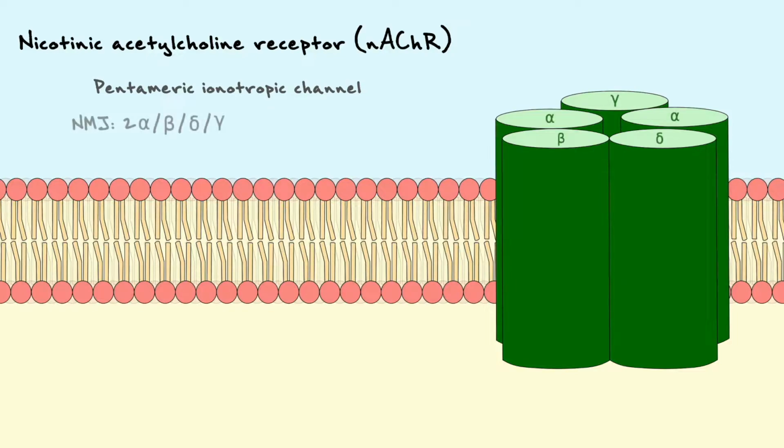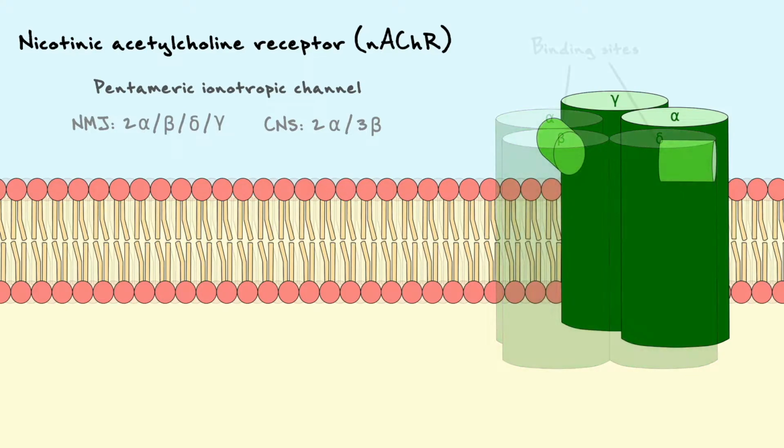At the neuromuscular junction, the distribution of subunits is 2 alpha, 1 beta, 1 delta, and 1 gamma. I mention this distribution because the nicotinic acetylcholine receptors in the central nervous system have a different distribution, 2 alpha and 3 beta. The channel has 2 binding sites for acetylcholine that are located between the alpha subunits and the neighboring gamma and delta subunits. To open this channel, the 2 binding sites must have acetylcholine bound.